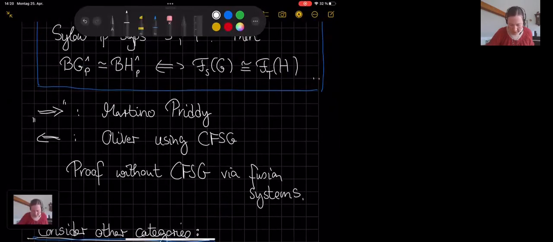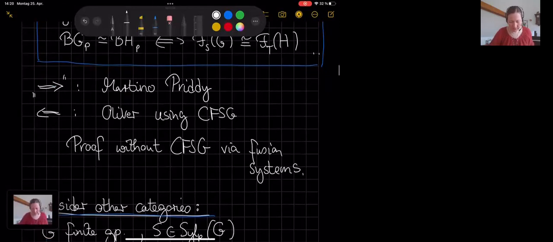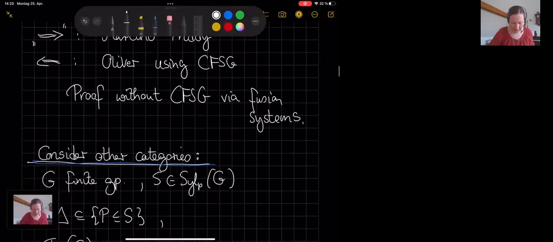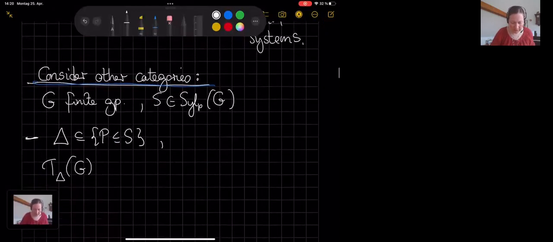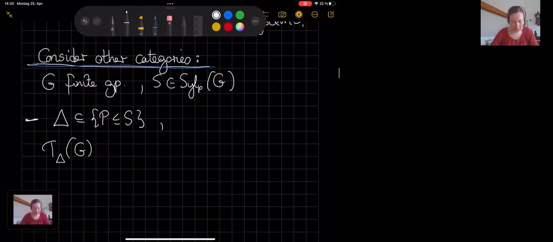Before I get to some definitions, which I will not give in full detail in the abstract, I want to go back to the case of finite groups again and show you some other examples. So we have this fusion system, which captures a lot of the information we see about fusion, and also which we see of normalizers of non-trivial p-subgroups, which we call p-local subgroups. But one could also consider other categories.